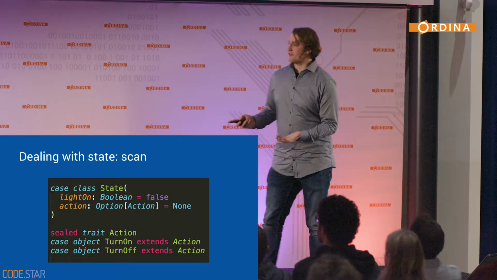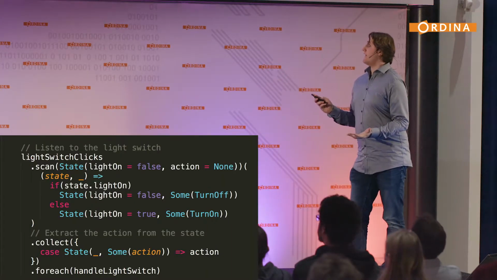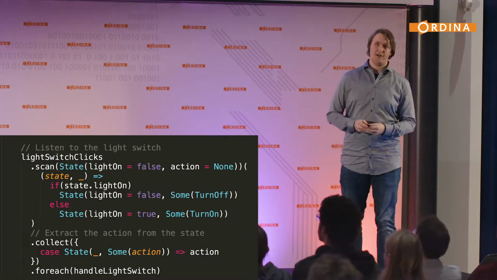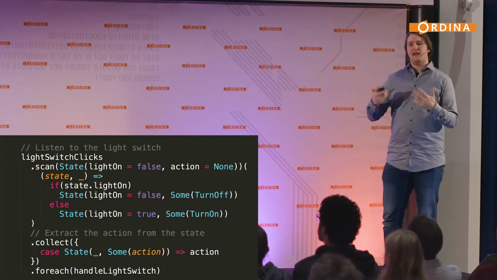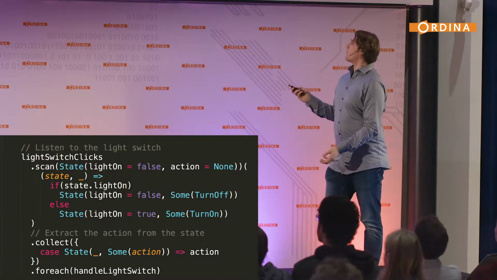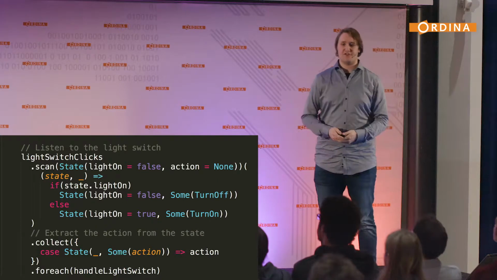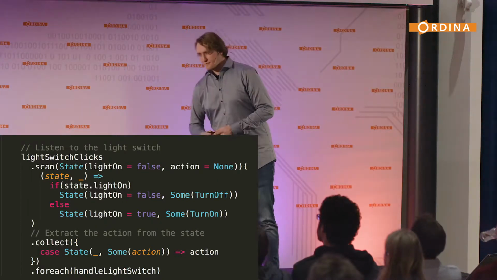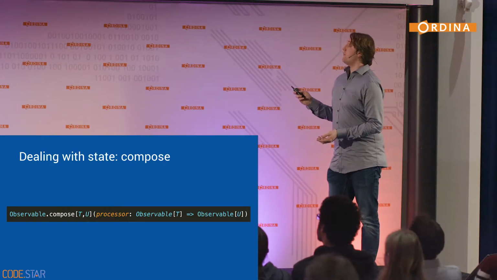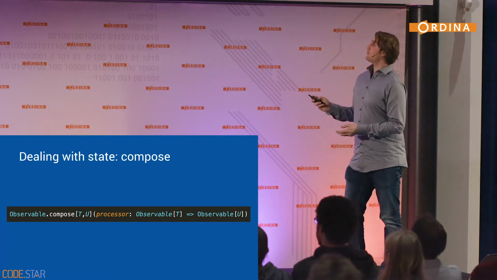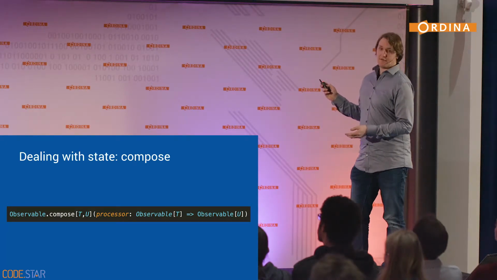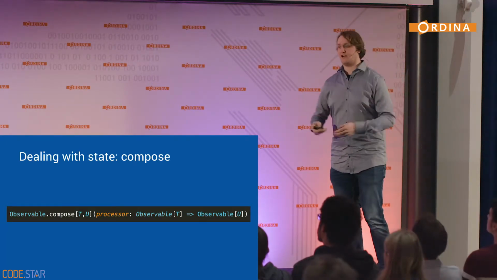In this case, we can model our state as follows. We have a variable, a field, which is a Boolean, which says the light is currently on or off. And we can have an action which we want to do next. And it can either be no action, or we can turn the light on, or we can turn the lights off. If you integrate that with scan, then you start with your stream of light switch clicks. You scan over it with your initial state, which is the light is off, and we don't do anything. This is the first thing that will happen, so effectively nothing will happen.